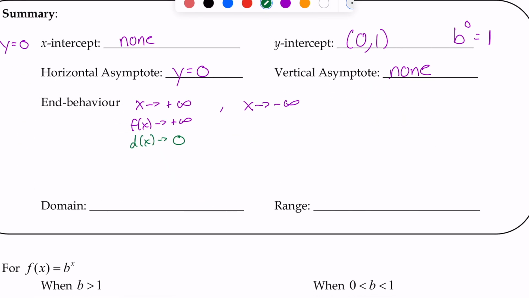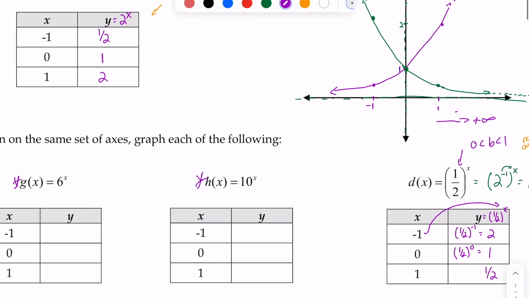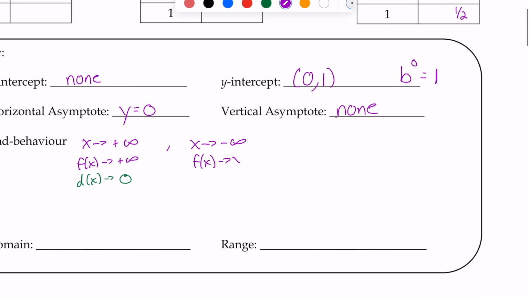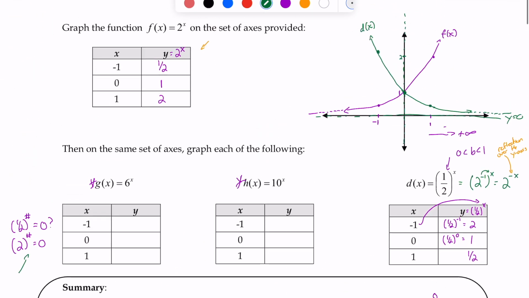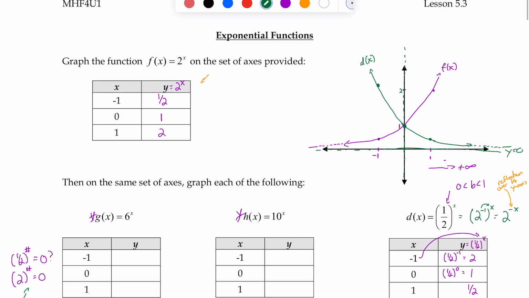If we do the same on the other side of the graph, for f of x, as we look on the left side, we are approaching the horizontal asymptote, so that's going to 0. And d of x, this one was going towards positive infinity. As we look to the left of our graph, this was going up forever.